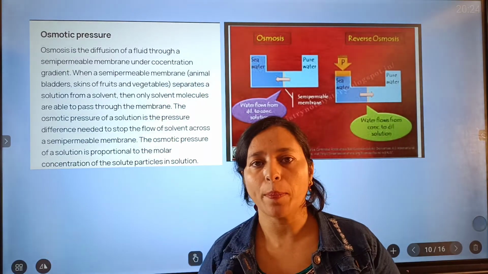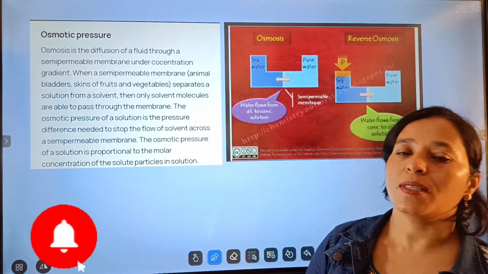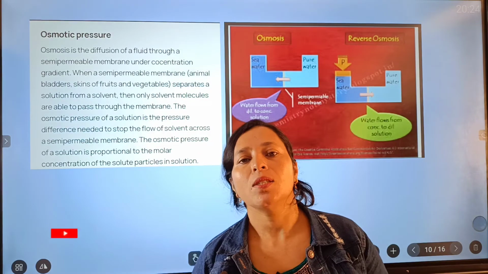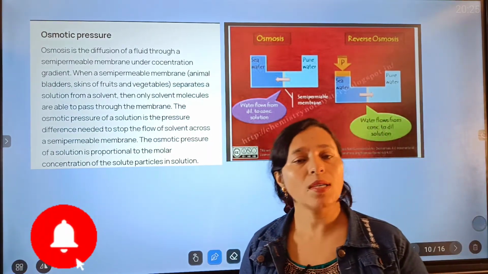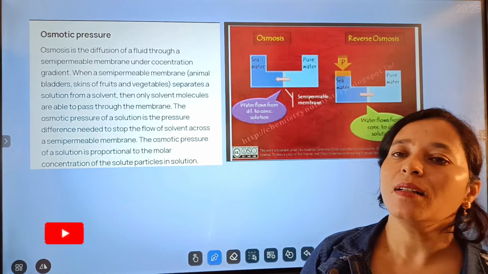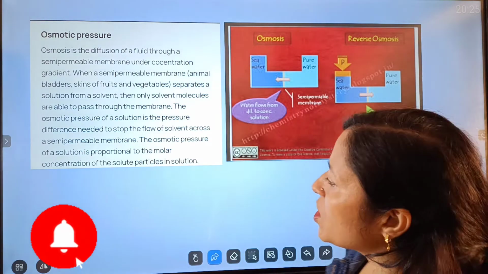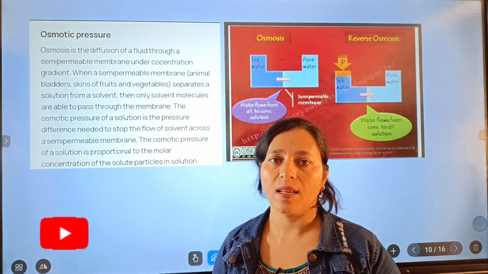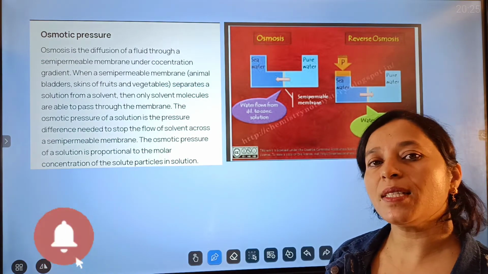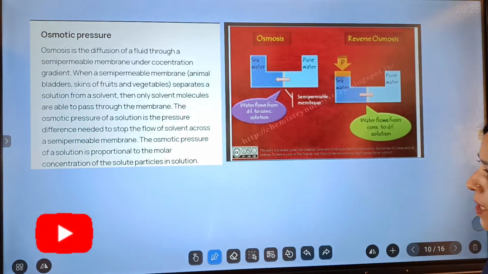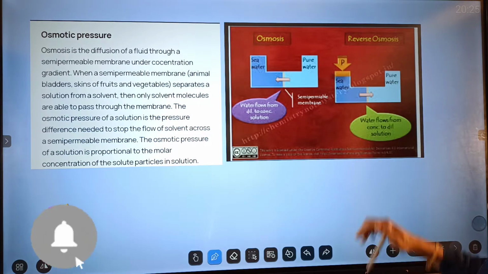The next, fourth property is osmotic pressure. As I have told you, osmosis is the process in which the solvent particles move from a region of high concentration to a region of low concentration through a semi-permeable membrane. So what is osmotic pressure? Osmotic pressure is the external pressure that is applied in order to prevent the process of osmosis, that is, it reverses the direction of the osmosis.